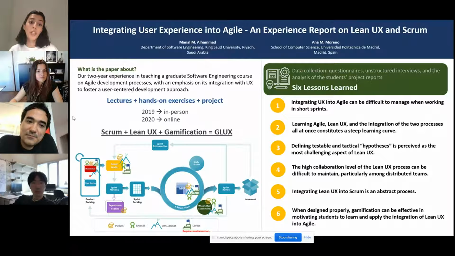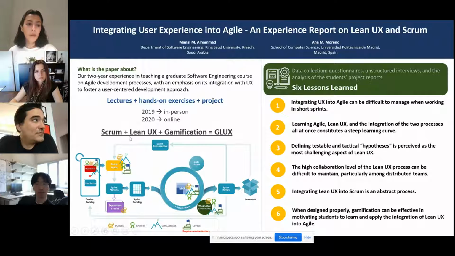We delivered the course 2 times, actually 3 times so far, but in the paper we only report on our 2-year experience, one in 2019, which was in person, and the other in 2020, which was delivered online due to the COVID-19 pandemic. But we didn't notice a lot of differences. There were some slight differences between delivering in person and online, and it's discussed in the paper.